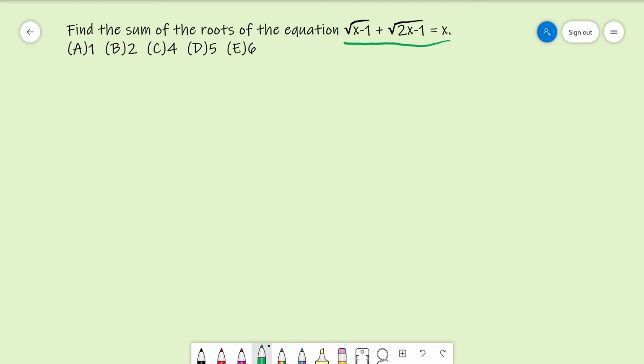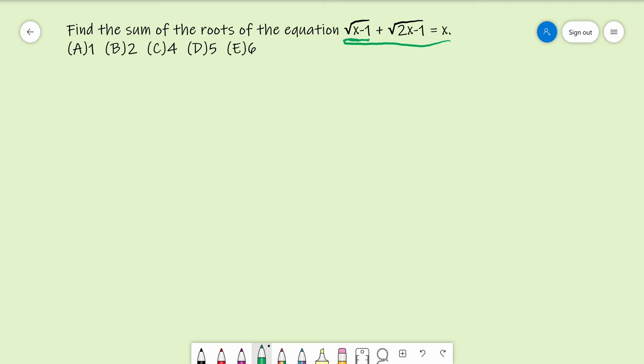Well, one way is to solve it by inspection and trial and error. The other way is to actually solve it algebraically. So if we inspect the equation, we notice that x has to be greater than 1, otherwise we'll have a negative number inside the first square root. So we already know that the solution has to be greater than or equal to 1.